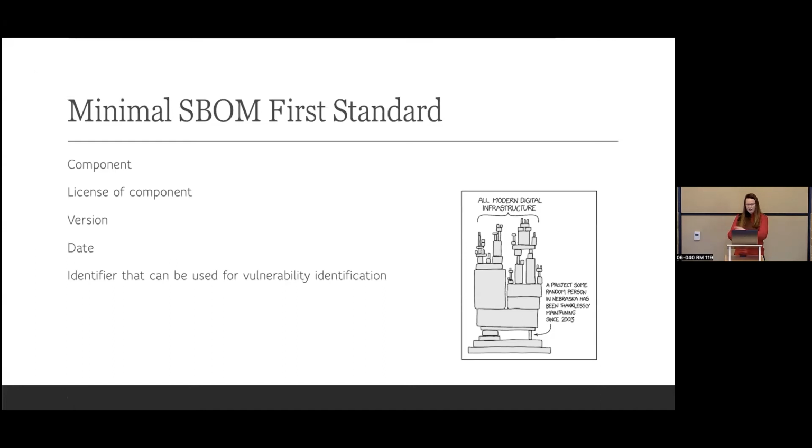Now, the first standard, this was the minimal SBOM first standard: component, license of component. So if there are lawyers in the room, are there lawyers in the room? Yeah, so this is about compliance. We are so tired of finding out that we wrote this code and there is GPL software in it and we are in gross violation of all copyright. We downloaded a bunch of code and you can't run it legally. Then the version, the date, and an identifier that can be used for identity verification. So this was the first idea.